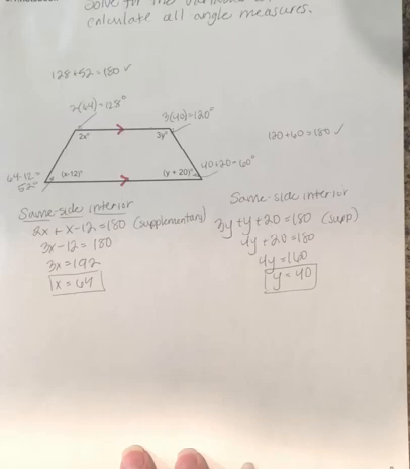So basically, it's all about finding what kind of angle pair that you have based on where they are relative to the transversal and whether they're interior or exterior.